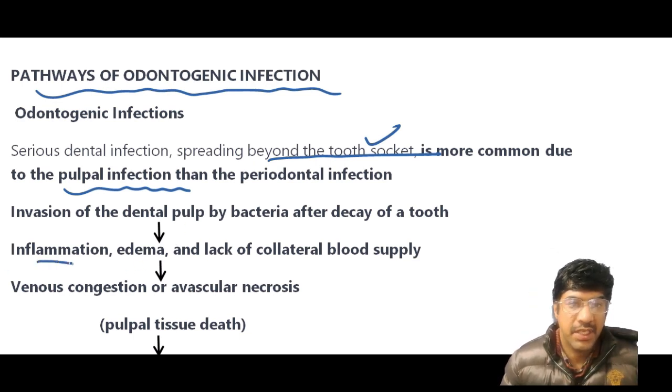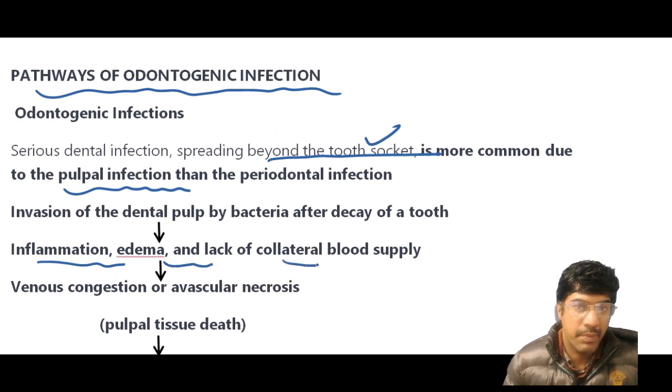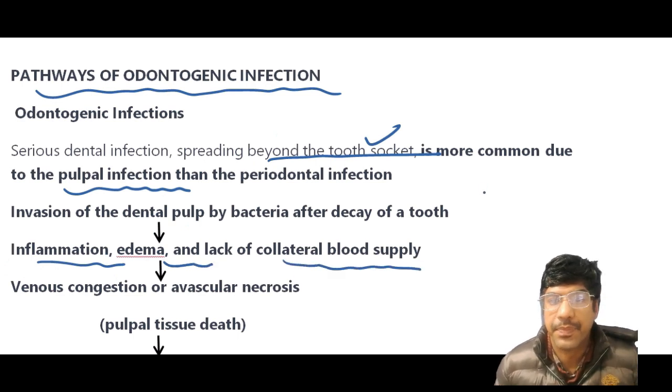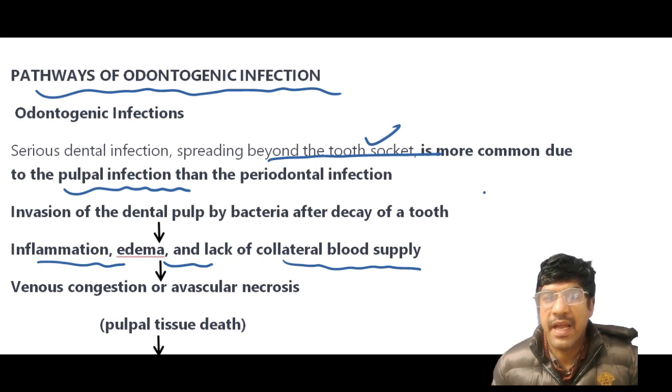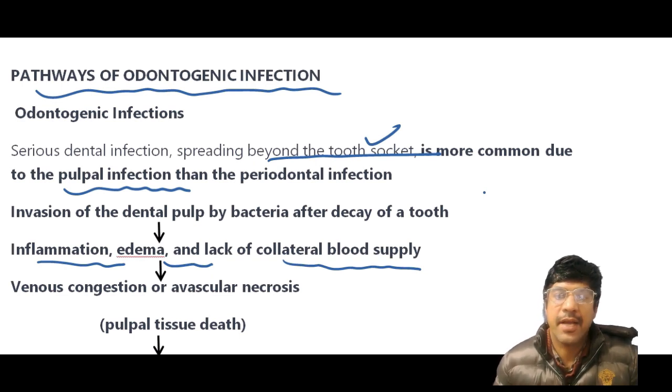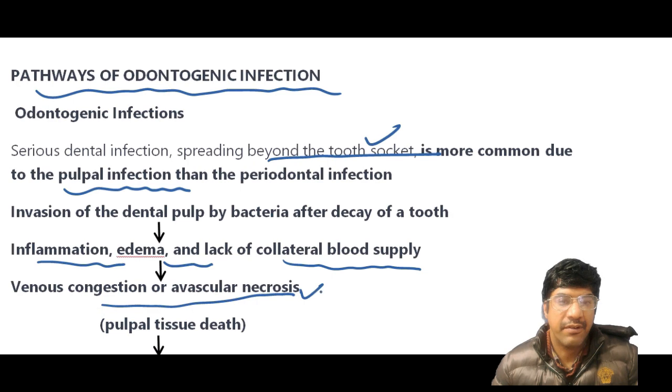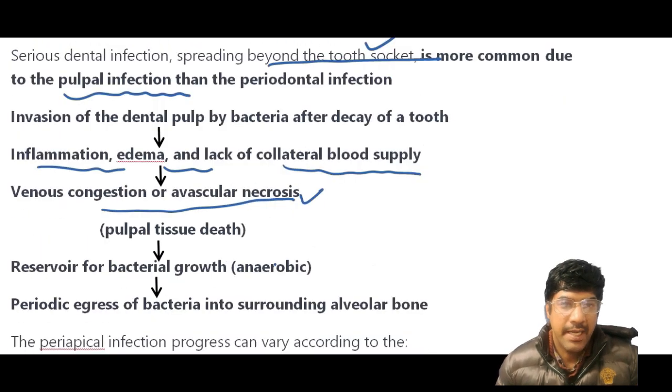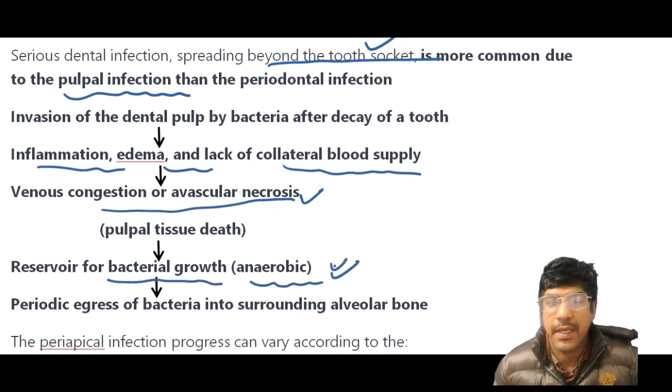That would cause inflammation, edema, and collection, and there would be a lack of collateral blood supply. So when the pulp does not have extra supply, there would be a lack of blood supply that makes it harder for the body to get rid of the infection. So there will be a necrosis that would consist of pulpal dead tissue, and there will be a reservoir for the bacteria to grow, creating an anaerobic environment.